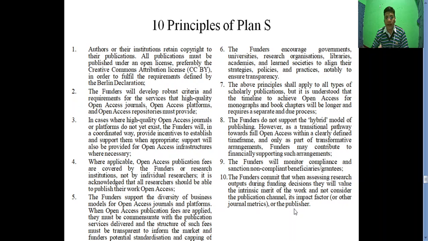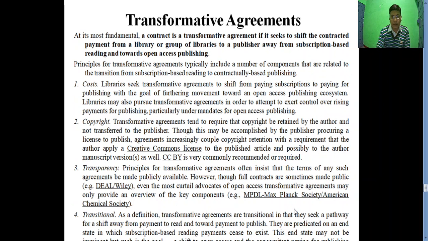The funders commit that when assessing research output during funding decisions, they will value the intrinsic merit of the work and not consider the publication channel, its impact factor or other journal metrics, or the publishers. This is the principle of Plan S.